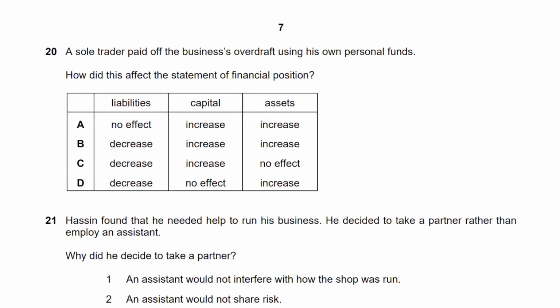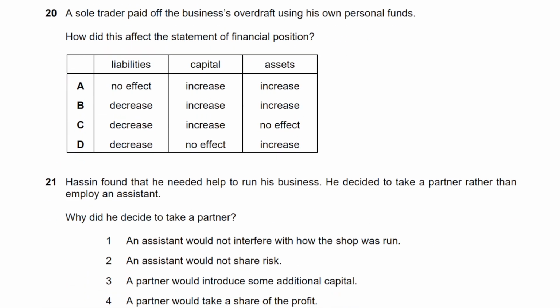Number 20. A sole trader paid off the business's overdraft using his own personal funds. Essentially, he introduced capital. How did this affect the statement of financial position? Because the owner is separate from the business, if the owner pays personal funds to repay the business overdraft, that is capital introduced. It's going to increase the owner's capital. The owner is investing more money, right? So our liabilities are definitely falling and our capital is definitely increasing.